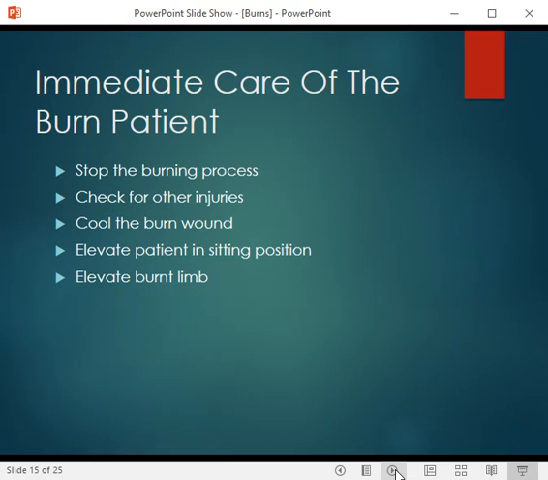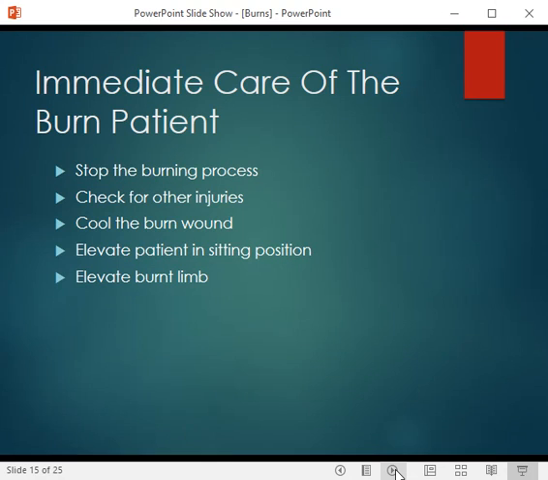So what do we do? If we encounter a patient who has been burnt, the first thing you need to do is stop the burning process. How do you do it? You cover the burnt person with any sheet of cloth that you have. There's a statement: stop, drop, wrap, and roll. The burnt person should just stop moving. He or she should drop down to the ground. If there is a sheet of cloth, that should be wrapped, and then the person is asked to roll on the ground to smother the fire.